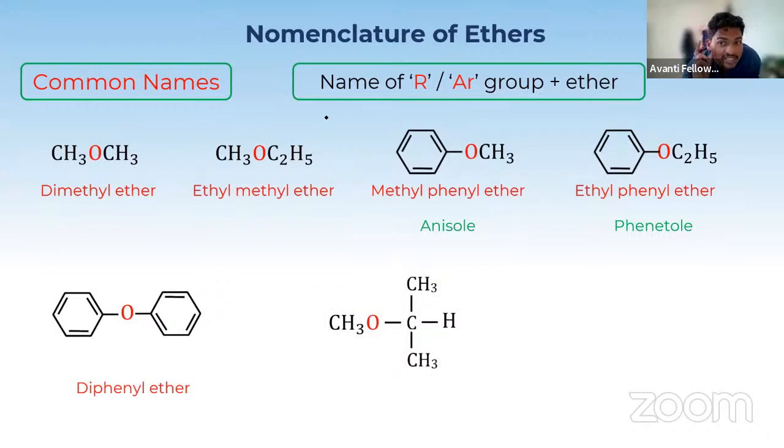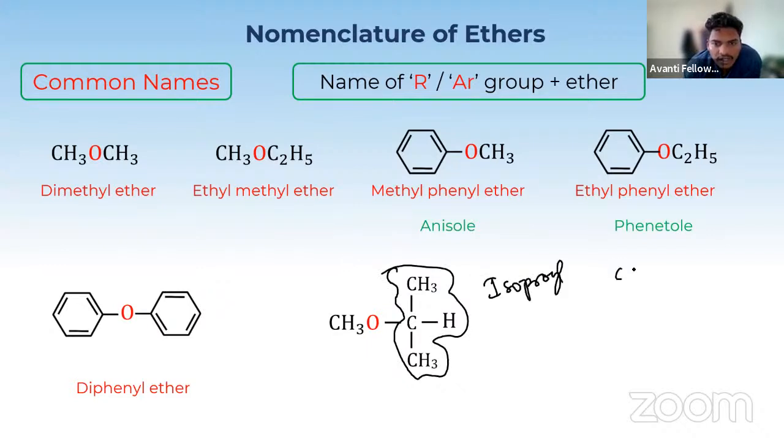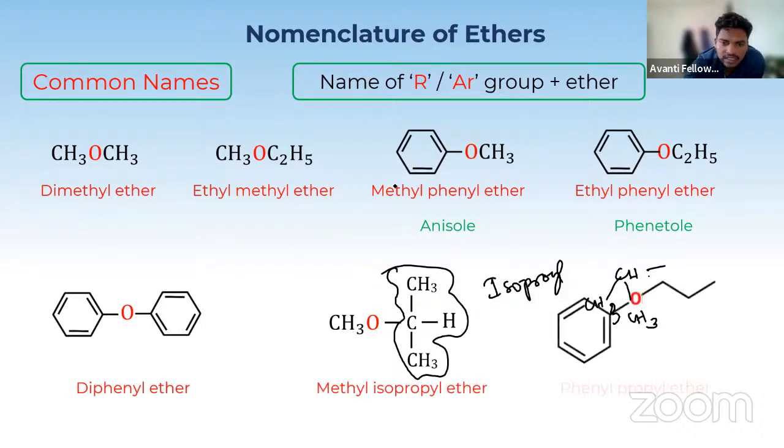How do you see in this case, if you observe, this group looks like an isopropyl group. Isopropyl is strictly nothing but CH, CH3 and CH3. So this is the isopropyl group. Isopropyl and methyl are attached, so that's why it is methyl isopropyl ether. And the next one is phenyl propyl ether. I hope you guys understand how to name the common names of ether.